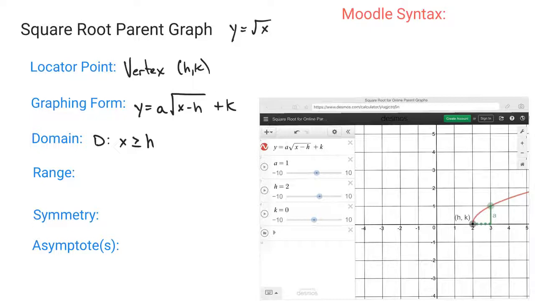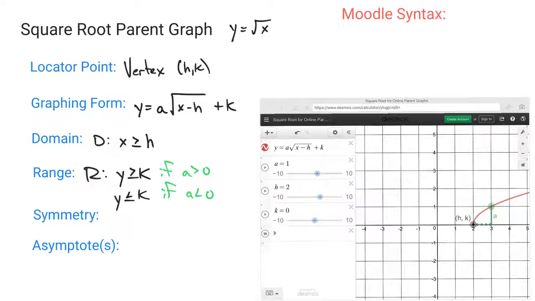Now the range is based on that as well, because you have half of this sleeping parabola, so your range is going to be y is greater than or equal to k if a is greater than 0. If a is less than 0, well then your sleeping parabola would kind of flip around, and y would be less than or equal to k instead. So I will do that on this graph. I'll take that a value and I'll stretch it down to be -2, and so you can see that our range starts at this k value and is everything negative.